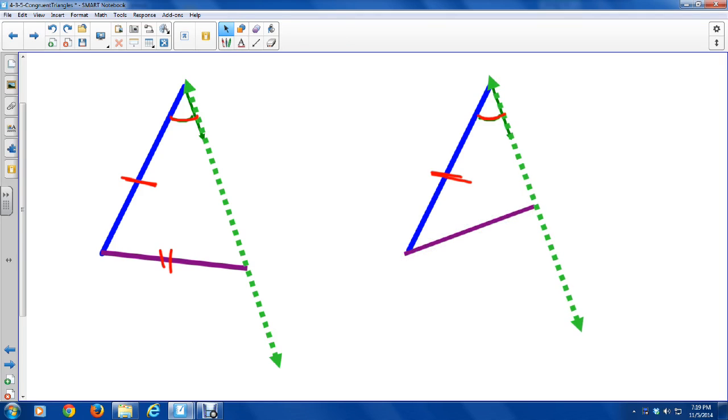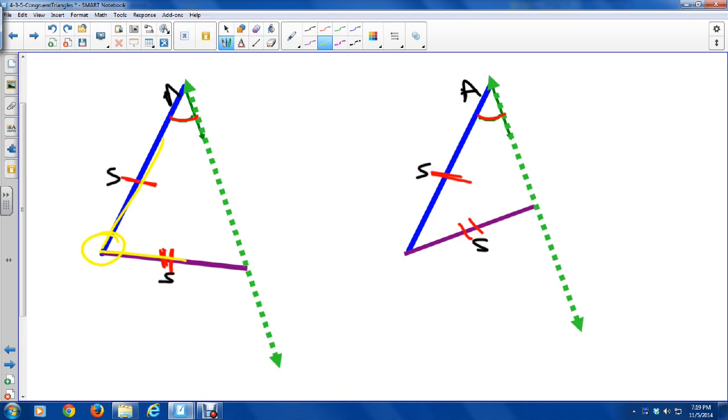Did I use the same side? Sure I did. This side here with my double tick marks is matching up with that one. And between my two triangles, I have a pair of sides congruent, another pair of sides congruent, and a pair of angles congruent. Not included between the two sides, because of course the two sides would meet over here at this angle.